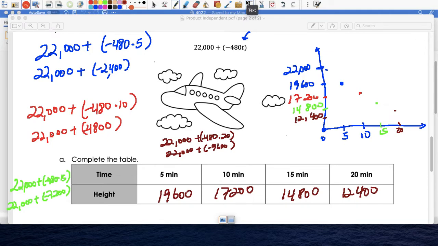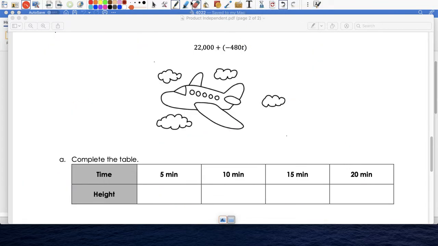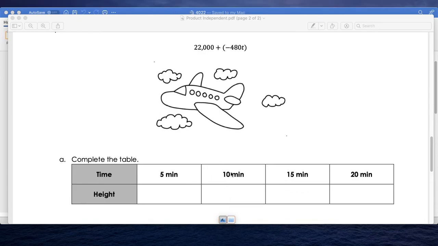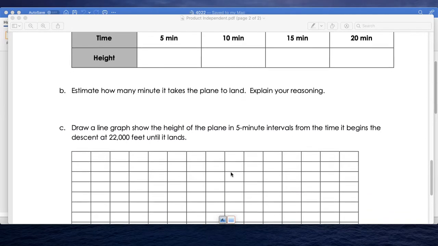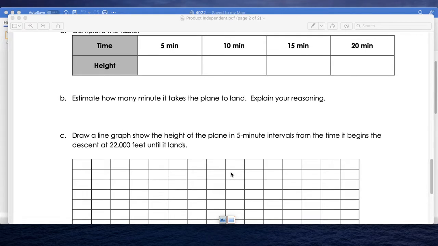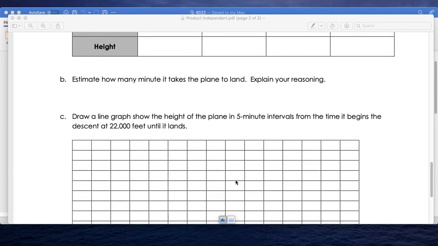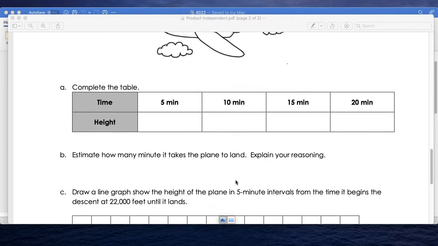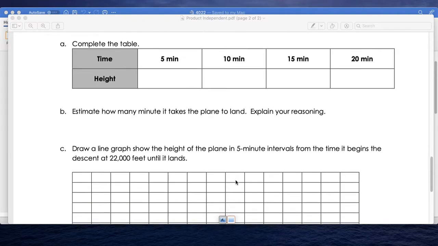Let me see if I can. I'm going to erase this. Okay, I'll put it back up. I want the chart. Explain how many minutes it takes for the plane to land. Okay.